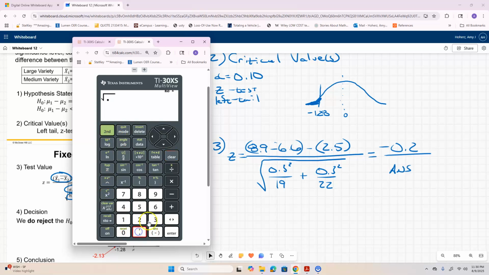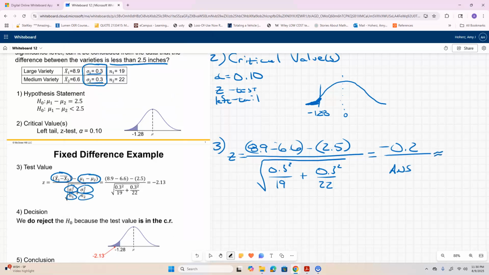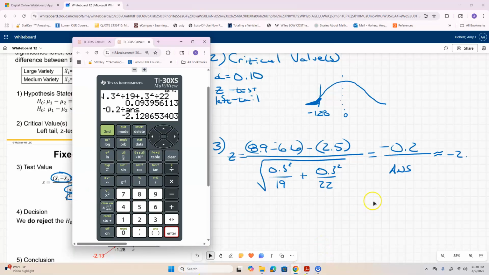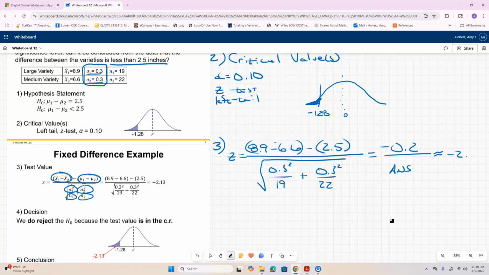Square root of 0.3 squared divided by 19 plus 0.3 squared divided by 22. And then we're going to take negative 0.2 divided by that answer. And we get approximately negative 2.12. Actually, I think it rounds to 1.28. So yes, negative 2.13.